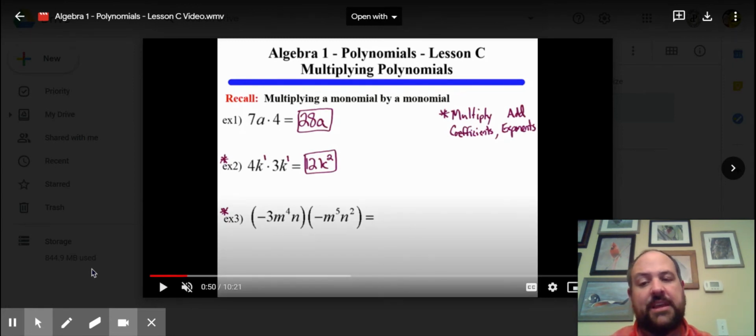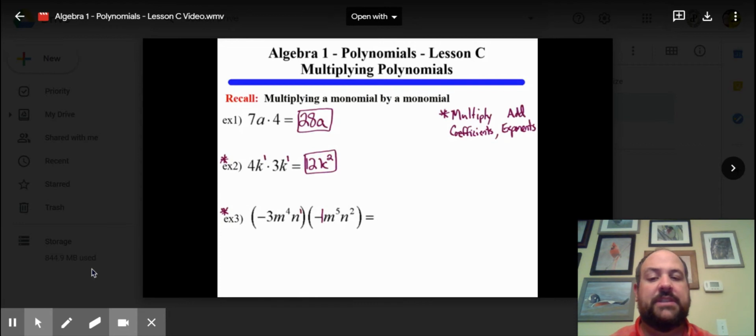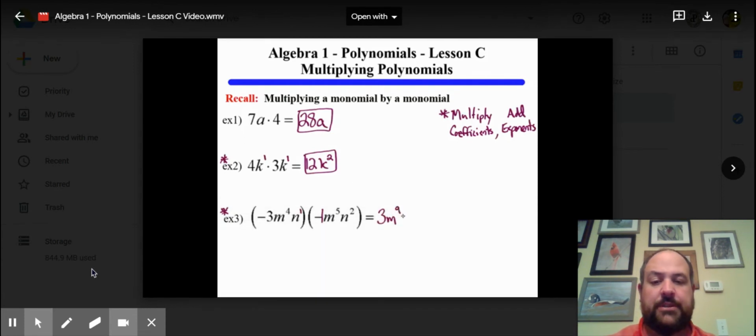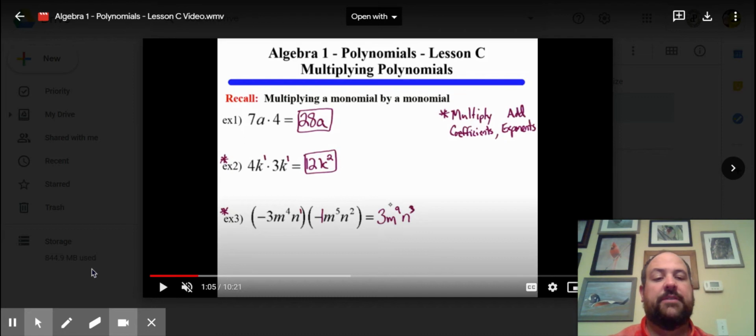We're going to do the same thing in number 3, and the first thing I would suggest is writing in our coefficient there in the second parentheses, which is -1. The exponent on the n in the first parentheses is also 1. Those are values that we don't have to write, but we want to remind ourselves that they are there. So now when we multiply the coefficients, -3 times -1 is going to give us 3. Then we're going to add the exponents, so we get m to the 9th and n to the 3rd, because we take the 4 plus the 5 for the m to get 9, and we add the 1 and the 2 to get 3 for the n. So 3m to the 9th n to the 3rd is our final answer there.